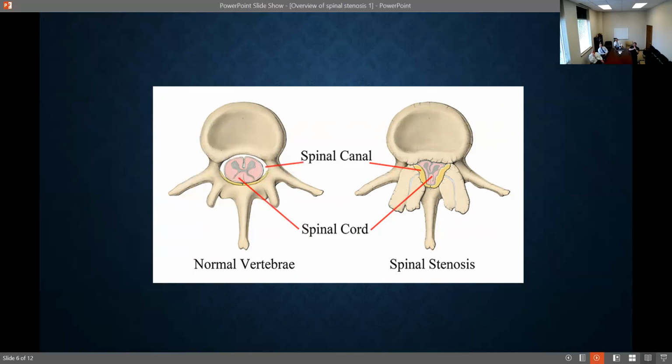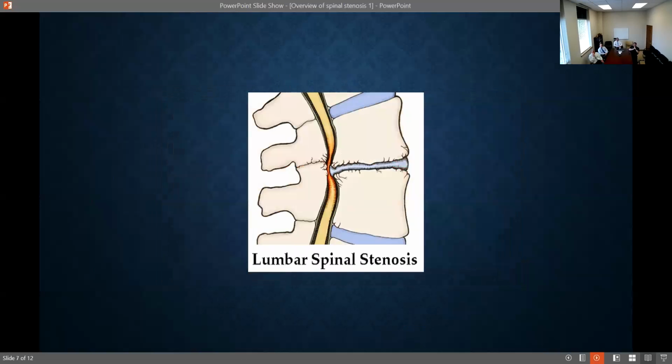They're trying to depict here annular tearing. They're trying to depict vertebral body lipping. Next, please. This is what it would look like in its most severe case.